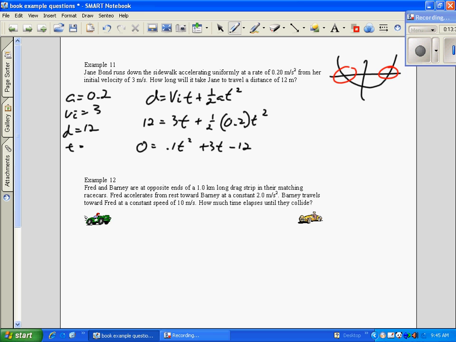Just a reminder, the zeros are the roots. To find the zeros or the roots, you have to have one side set equal to 0, and that's the basis of the quadratic formula. The quadratic formula is t equals minus b, plus or minus the square root of b squared minus 4ac, all over 2a.